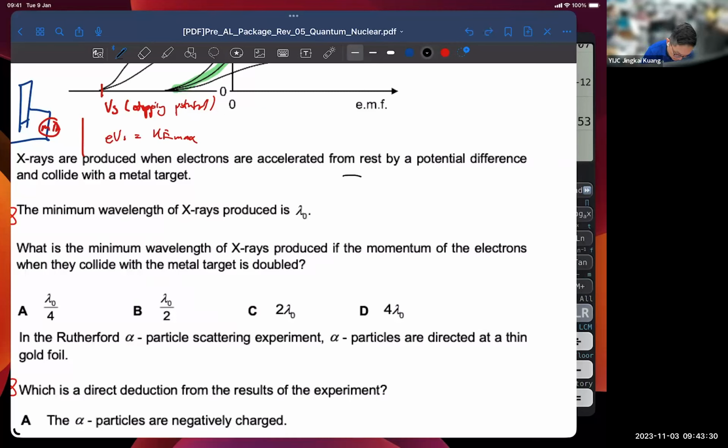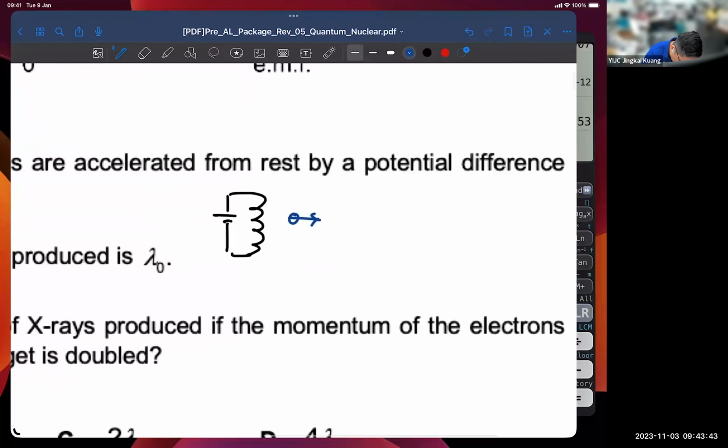Heated coil wire. So again, I set this up. From here you're going to have electrons coming out this way. Let me zoom in a bit. So this is a coil, with electrons coming out. These electrons are going to be incident on a piece of metal.